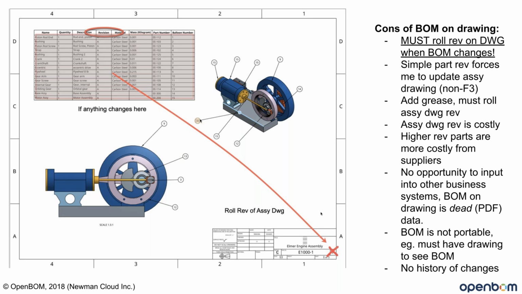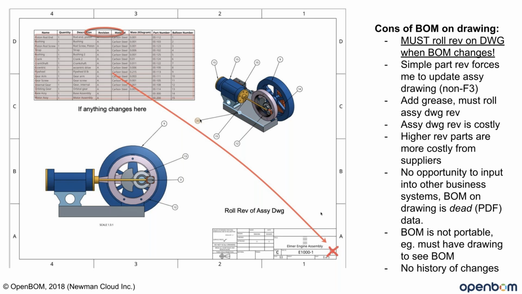In other words, I probably don't model grease in my CAD files, but I probably want to include that in my BOM. That's kind of hard to do if I'm using the push button process from my CAD system. So anyway, here are a few others, but the big takeaway from this message, and the statement of the problem here, is that rolling the rev on a drawing, especially on an assembly drawing, is costly.